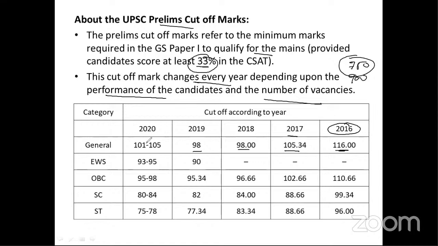कितना vacancy हर साल उसके ऊपर भी depend करता है cutoff. So cutoff marks change every year. Okay, it's not the same everywhere. And it is mentioned here, all the cutoff marks of all the 5 categories like general, economically weaker section, OBC, SC, ST, सबका cutoff marks दिया है. So cutoff marks is not the same every year. Okay, it depends on performance.